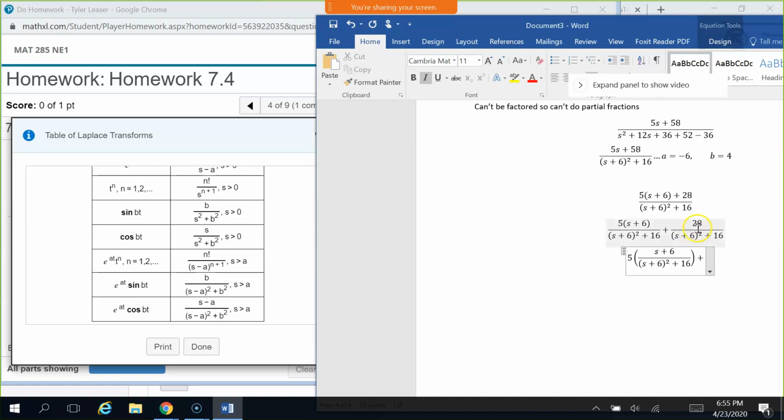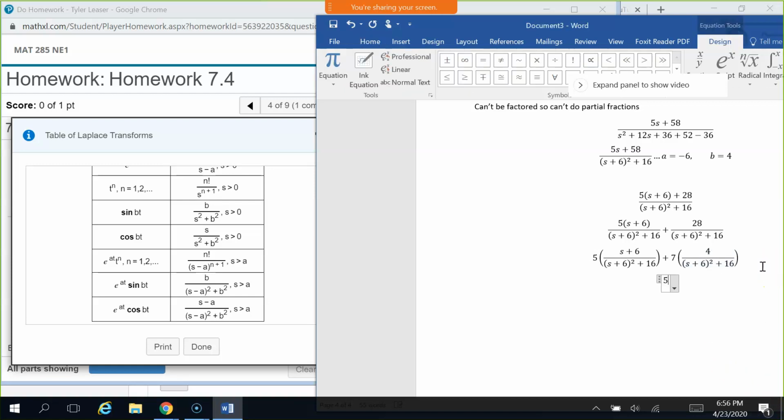For the second one, I don't quite know what to do with the 28 yet, but I do know that it has to be a 4 up top, right? Because the b has to match the same b that's in the denominator. We have a 16 here, so that has to be the square root of 16, which is 4. To make that a 4, we have to factor out a 7. All right, now we're pretty much done. Because now it's going to be the 5 out in front, and then it's e to the a, which is negative 6t, cosine of 4t, plus 7, e to the at, sine of 4t.